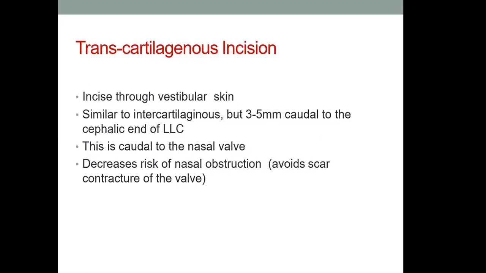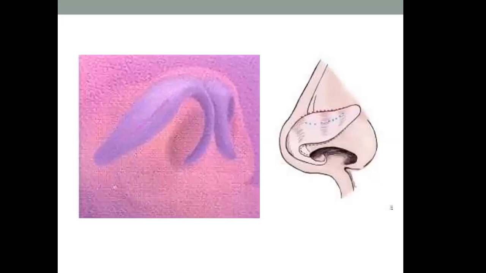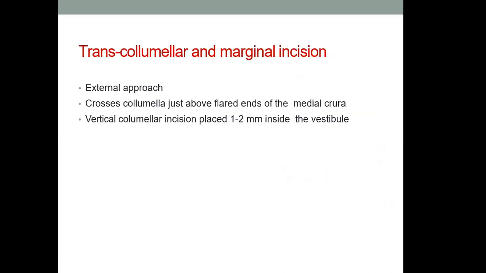Transcartilaginous incision is made through vestibular skin, similar to intercartilaginous, but 3 to 5 millimeters caudal to the cephalic end of the lower lateral cartilage. This is caudal to the nasal valve, so it will decrease the risk of nasal obstruction. This is the level of the incision of the lateral lower lateral cartilage.